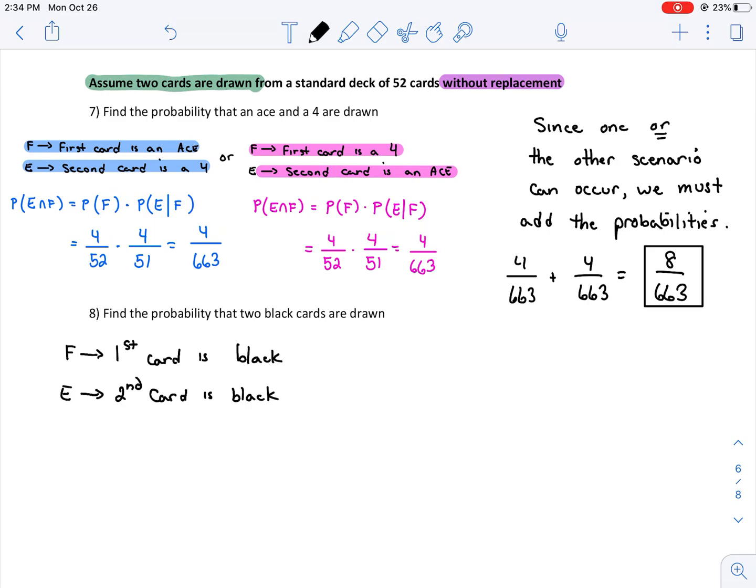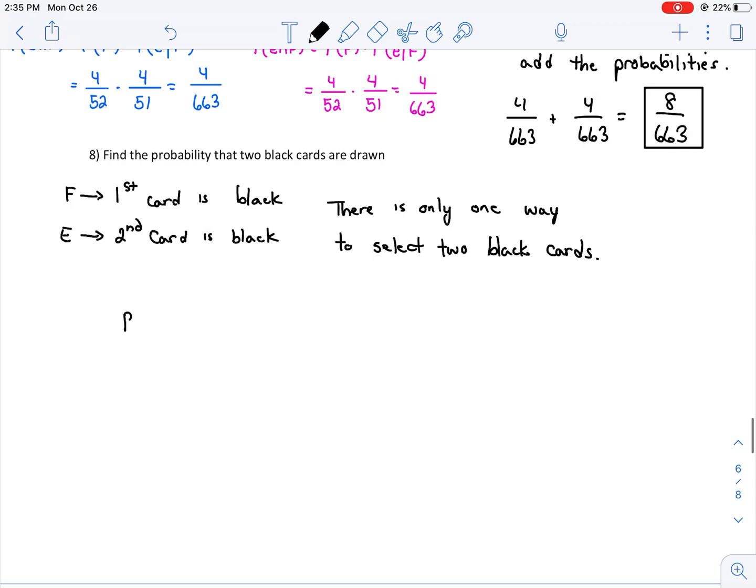And the first thing that I want to realize is that there's only one way to select 2 black cards. So there's no or statement here. There is only one way to select 2 black cards. All right, so we want the probability of E and F, which is the probability of F times the probability of E given F has already occurred.